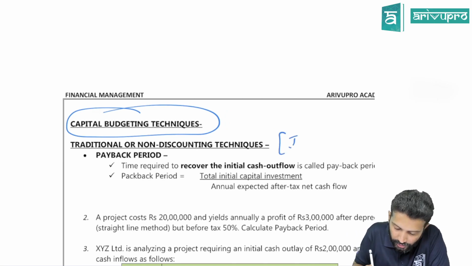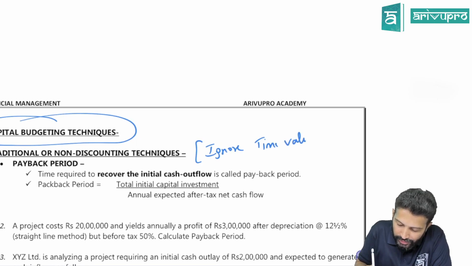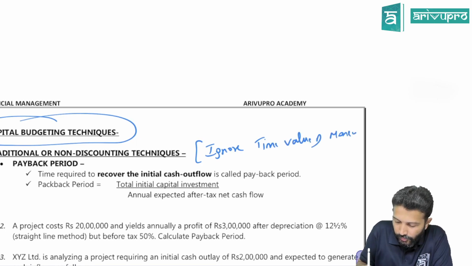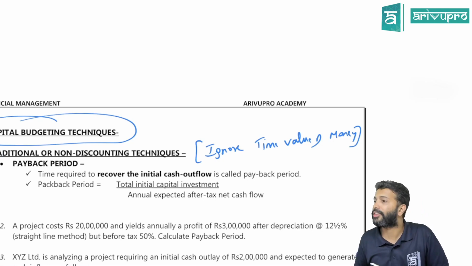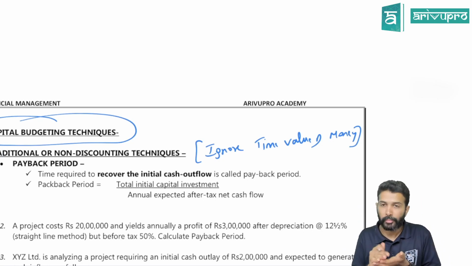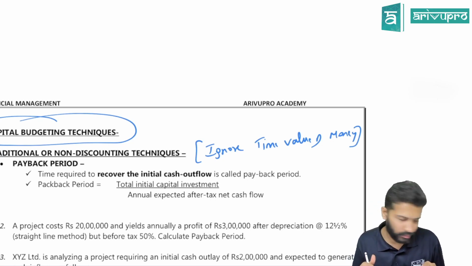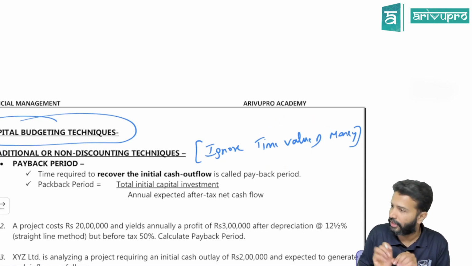Non-discounting techniques means they ignore the time value of money concept. They feel getting the money today is the same as getting the money after 5 years. But in reality, is it true, or does it make a world of difference? Makes a world of difference. Those concepts, these techniques ignore.